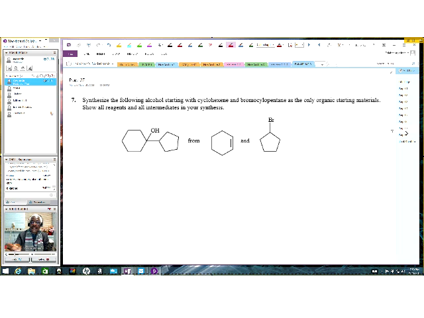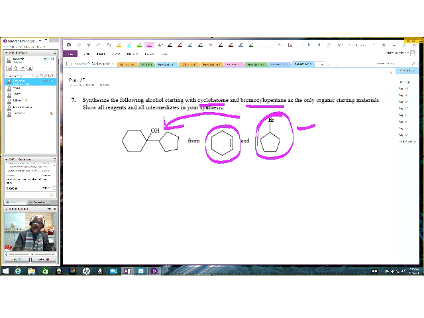Okay, so what are we supposed to do here? We have bromocyclopentane, which is this here, and then we have cyclohexene, which is this here. And we are supposed to use both of these to synthesize this tertiary alcohol. Now, let us do some analysis here. I will ask you a few questions to help me out.